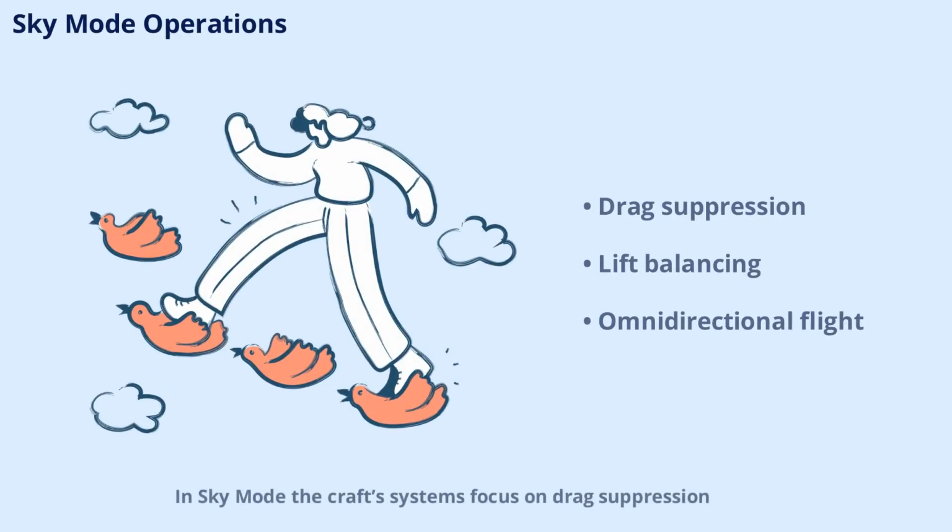In Sky mode, the craft's systems focus on drag suppression, lift balancing, and omnidirectional flight. The shell's aerodynamic design reduces resistance, while the propulsion and steering arrays provide agile, multi-axis control.